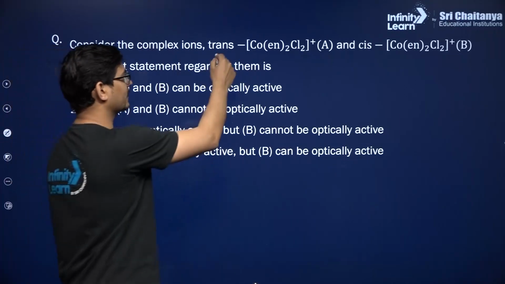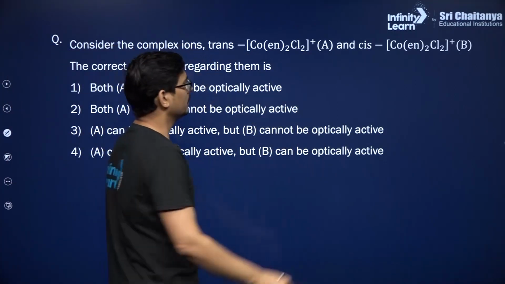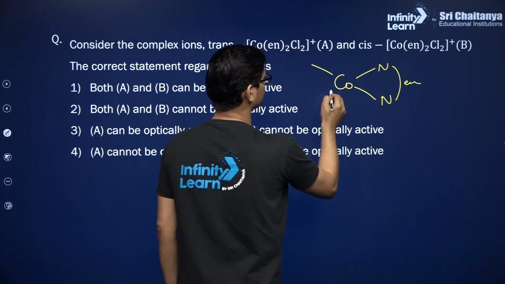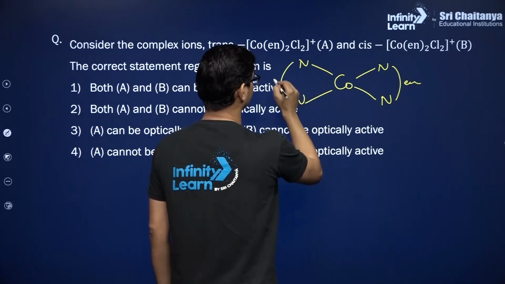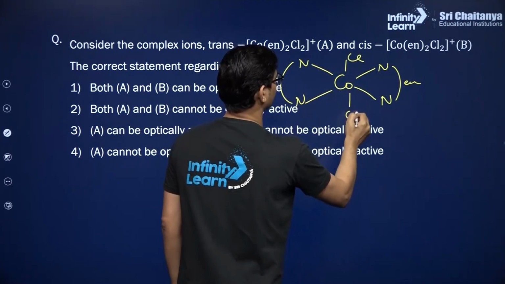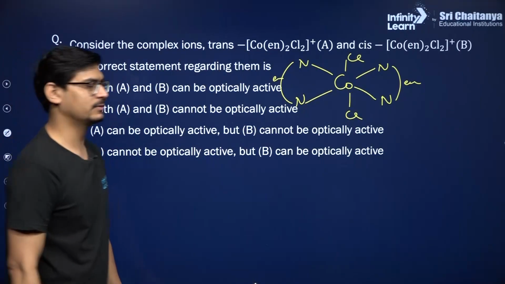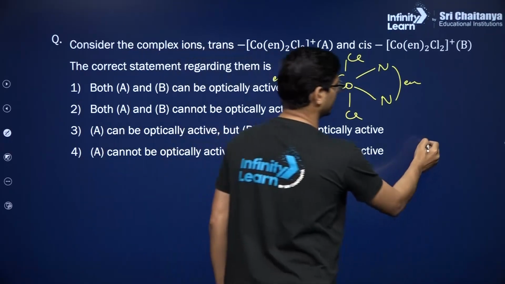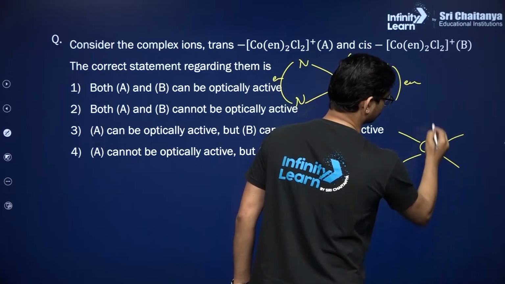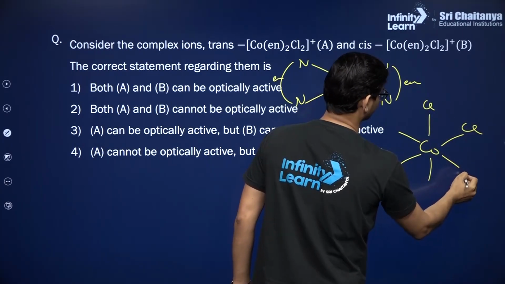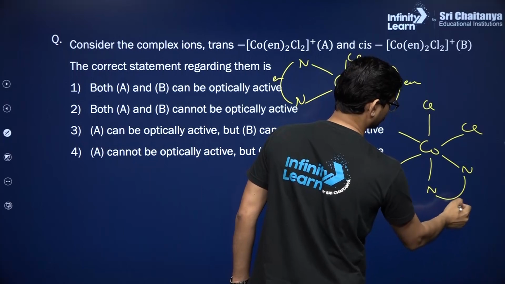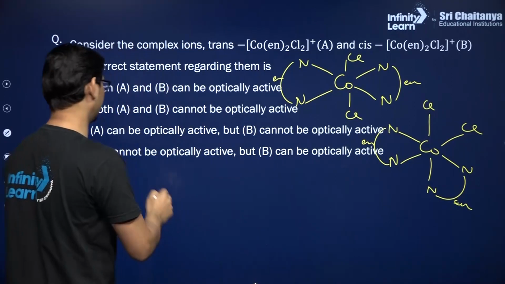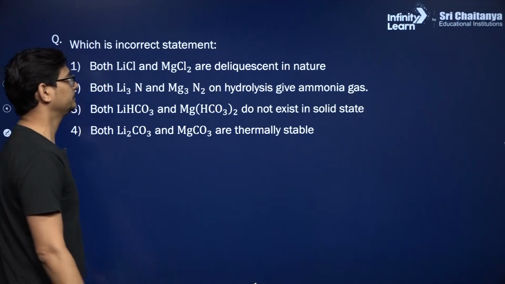In this, the trans isomer has a plane of symmetry. It will not be optically active, right? So this is the trans isomer. It has a plane of symmetry, as you guys can see, right? So it is not optically active. Cis does not have a plane of symmetry, so that will be optically active. So the correct answer is A cannot be optically active, B can be optically active.